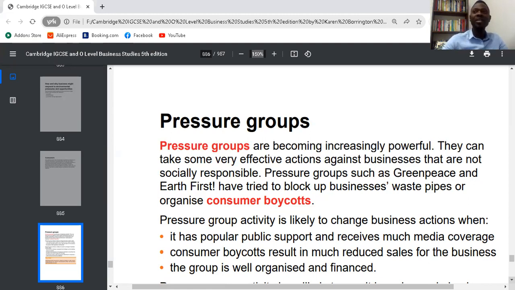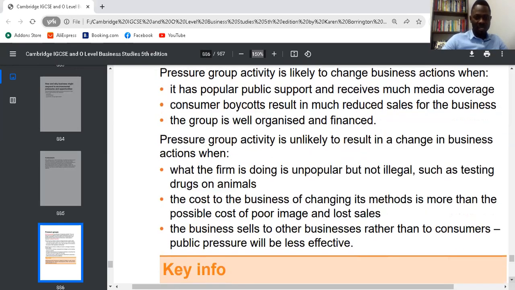Pressure groups might tell consumers, they might tell people, to boycott your product. And if they do so, who are you going to sell to? Do you understand? They might even tell your employees to stop working. Based on these things, the pressure group can change your attitude. They can make businesses socially responsible. That's pressure group, because it can influence decisions. I think pressure group is clear.